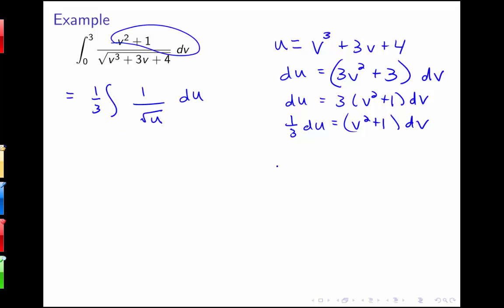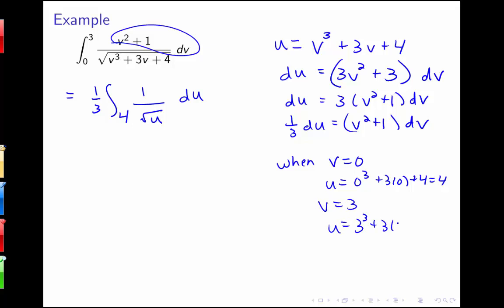So now I need to change my limits. So when v is 0, u is 0 cubed plus 3 times 0 plus 4, which is 4. So v is 0 gets replaced by u equals 4. And when v is 3, u is 3 cubed plus 3 times 3 plus 4. So that's 27 plus 9 plus 4, so we get 40. So we've got this integral from 4 to 40. So we have 1/3, the integral from 4 to 40, of u to the negative 1/2 du.